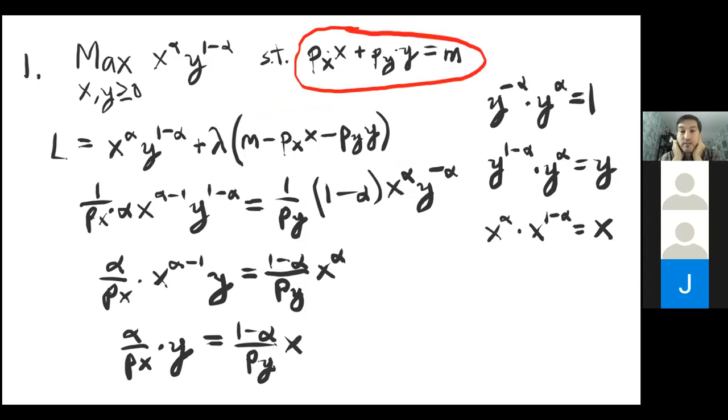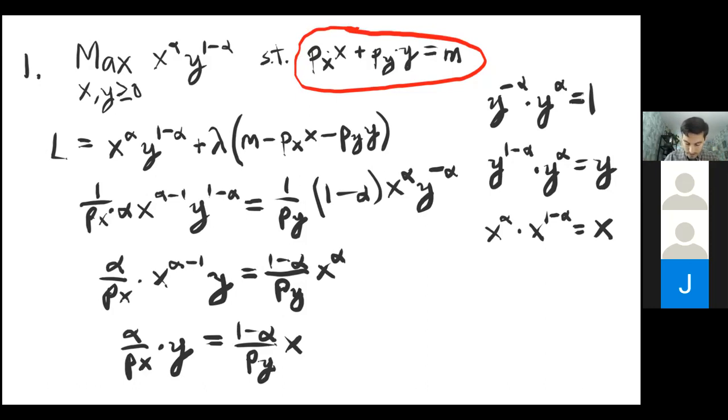Now look at what I've circled in red. If I could substitute something in there that eliminates y, that's a good thing. How could we do that? Well, there's a py times y in there. How about we just solve for py times y? Using this equation, what will we get? Here's what we'll get. Multiply both sides by py, divide both sides by alpha, and multiply both sides by px. That's what I'm doing.